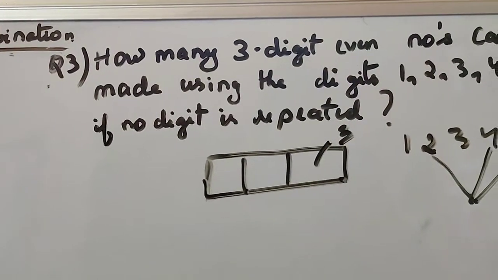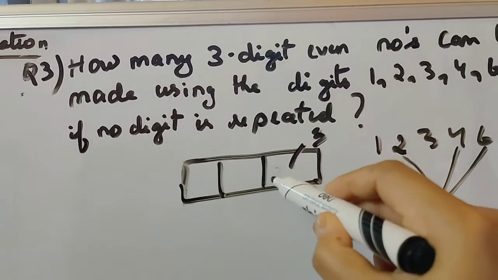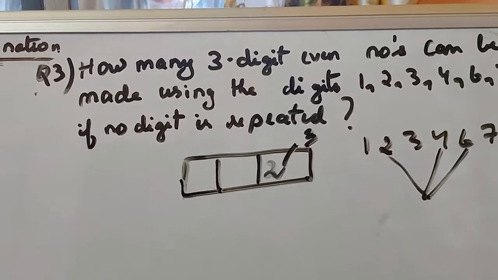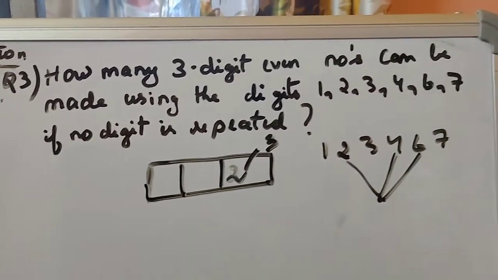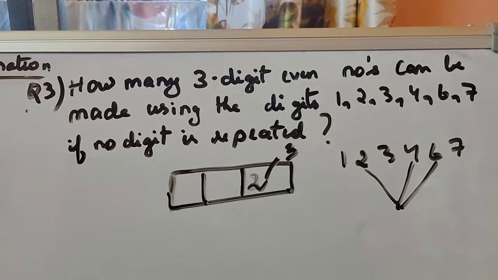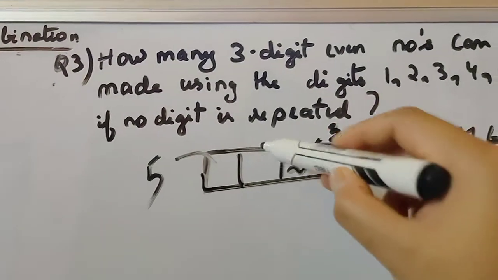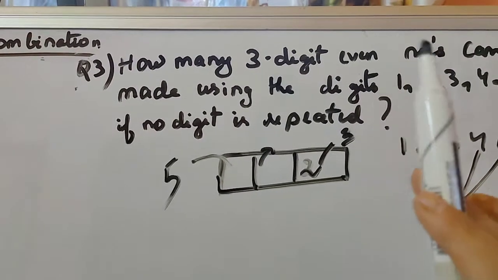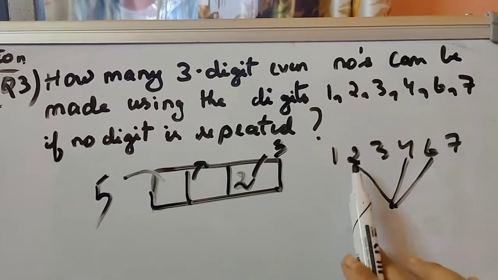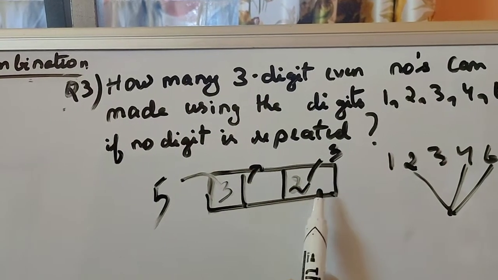And here the digit is not repeated. Suppose among these 2, 4, 6, I have used 2. Then for the next one, I will be left with how many? 1, 2, 3, 4, 5. I will be left with 5 options for the next place. And again, a digit cannot be repeated, so 1 will be reduced again, isn't it?